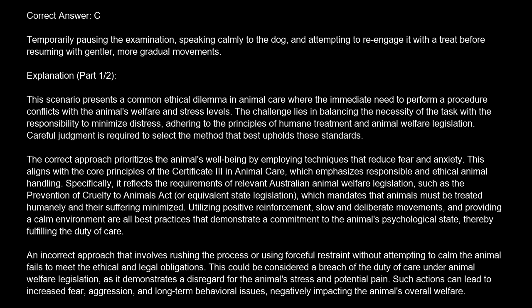An incorrect approach that involves rushing the process or using forceful restraint without attempting to calm the animal fails to meet the ethical and legal obligations. This could be considered a breach of the duty of care under animal welfare legislation, as it demonstrates a disregard for the animal's stress and potential pain. Such actions can lead to increased fear, aggression, and long-term behavioral issues, negatively impacting the animal's overall welfare.